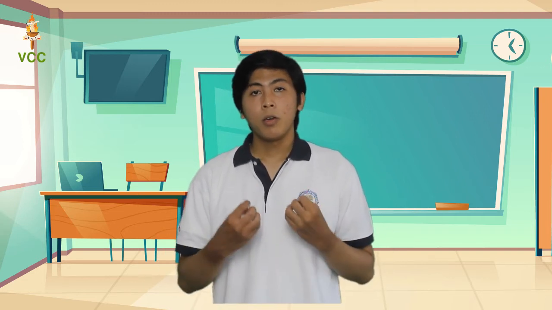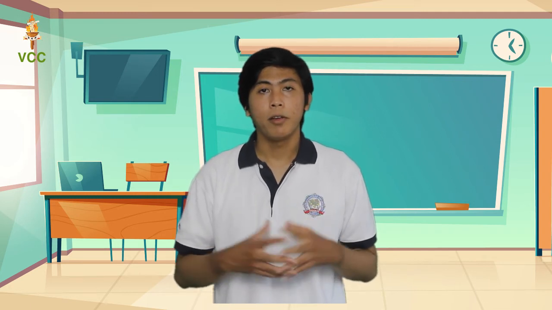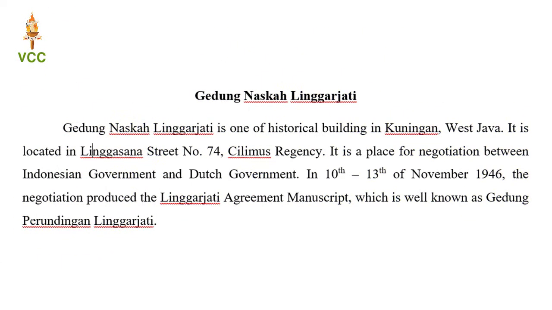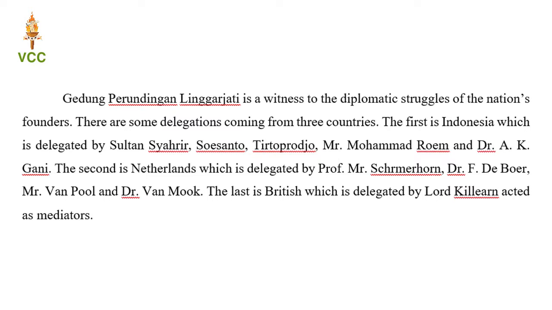Here is the example about the Gedung Naskah Linggarjati description. Gedung Naskah Linggarjati is one of the historical buildings in Kuningan, West Java. It is located on Linggasana Street, number 74, Cilimus Regency. It is a place for negotiation between the Indonesian government and the Dutch government. From 10 until 13 November 1946, the negotiation produced the Linggarjati Agreement manuscript, which is well known as Gedung Perundingan Linggarjati. Gedung Perundingan Linggarjati is a witness to the diplomatic struggles of the nation's founders.